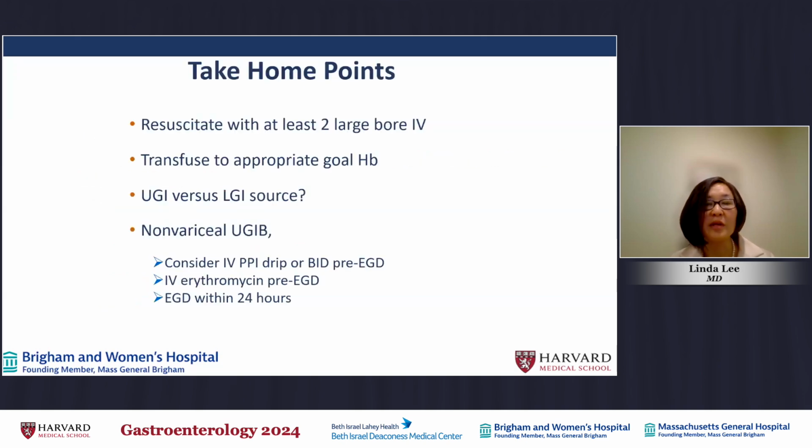So, take-home points for the GI bleed portion of the talk. Resuscitation is very important and should be done with at least 2 large bore IVs. The patient should be transfused to the appropriate hemoglobin goal. Consider if the patient may truly have an upper GI rather than a lower GI source. If the patient has a non-variceal upper GI bleed, consider an IV PPI drip or BID bolus before upper endoscopy, and IV erythromycin or perhaps metoclopramide before endoscopy. EGD should be done within 24 hours.